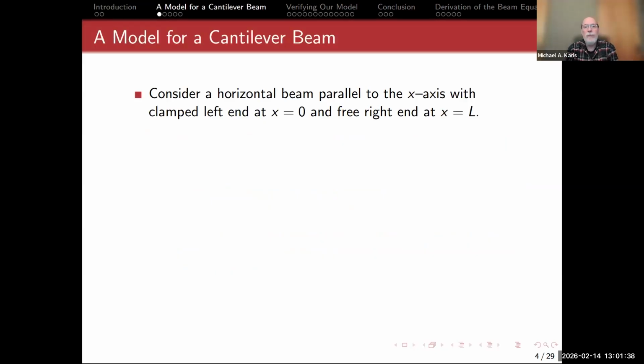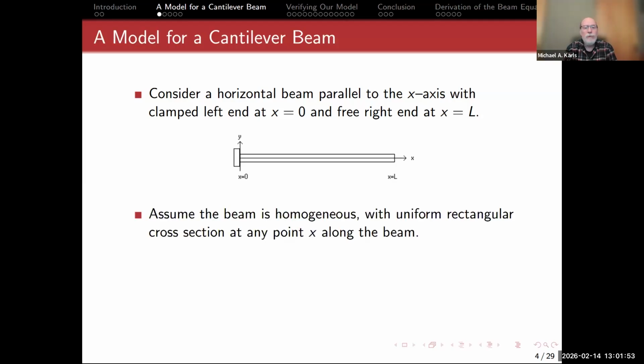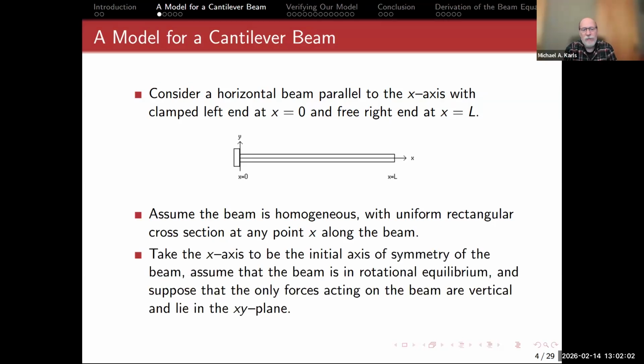Okay, so let's consider a horizontal beam parallel to the x-axis with clamped left end at x equals 0 and free right end at x equals L. So there's a picture of our diving board, our cantilever beam. And we'll assume the beam is homogeneous with a uniform rectangular cross-section at any point x along the beam. And we'll take the x-axis to be the rotational axis of symmetry of the beam. We'll assume the beam is in rotational equilibrium and suppose that the only forces acting on the beam are vertical and lie in the xy plane.